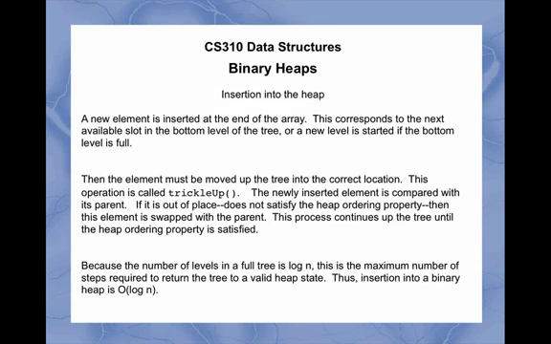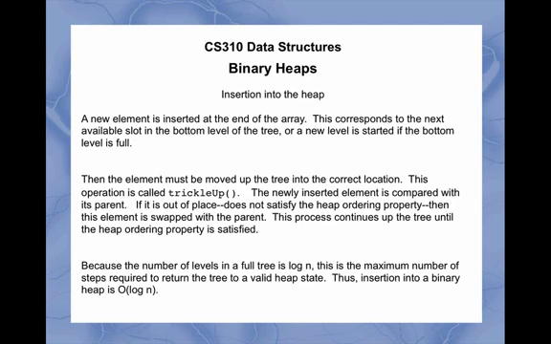So the operation required to move this newly inserted element into the correct location is called trickle up. We compare this element with its parent, and if it's out of place, that is, it doesn't satisfy the heap ordering property, then we swap it. This process continues up the tree until the heap ordering property is in fact satisfied. Because the number of levels in a full tree is exactly log n, the maximum number of steps required to get the tree back in a valid heap state is big O of log n.